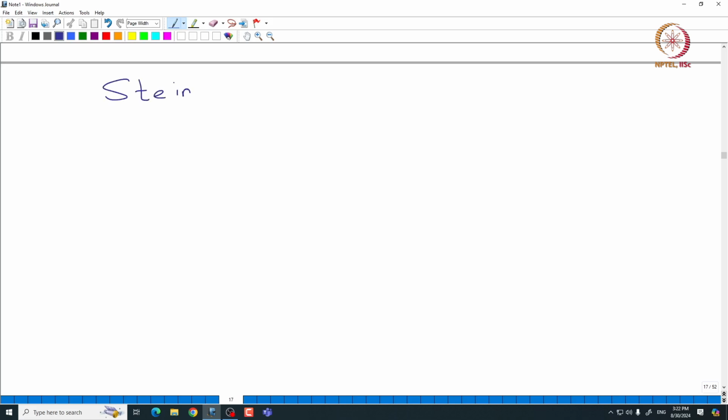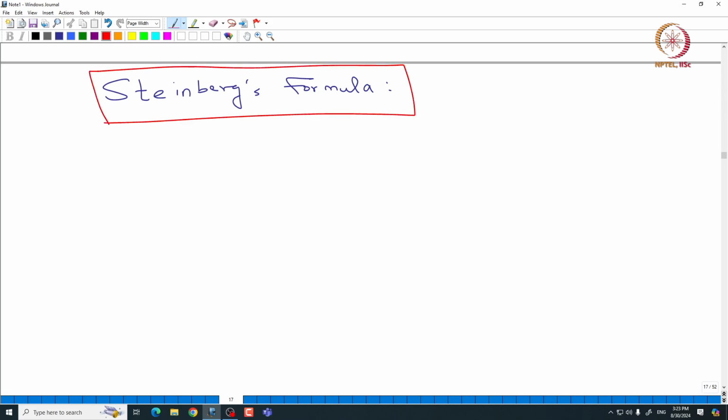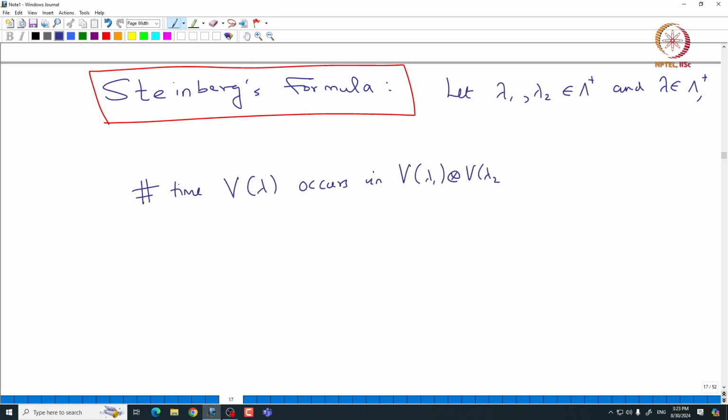So, recall what Steinberg's formula is. It gives the number of times V lambda occurs inside the tensor product V lambda 1 tensor V lambda 2. So, it gives a very explicit formula for that multiplicity. Let us write it down. Given lambda 1, lambda 2 dominant and lambda again dominant, we are interested in the number of times V of lambda occurs inside V lambda 1 tensor V lambda 2. We want to count what this number is.